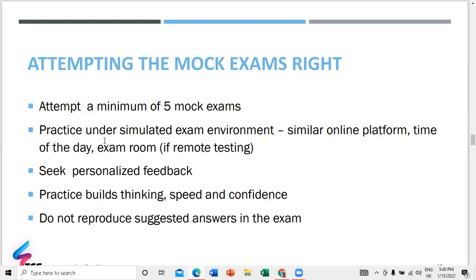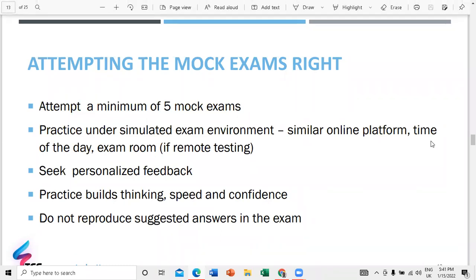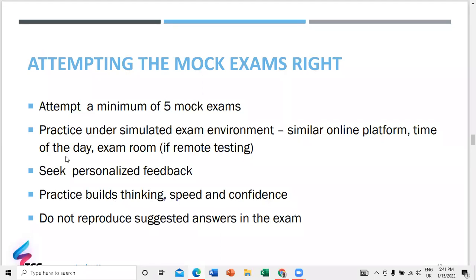And when practicing these mocks, you have to be really serious. You have to practice under a simulated exam environment. It's better if you can use our mock exam platform, which is similar to the online platform used by SEMA, so that it helps you to get accustomed to the nitty-gritties or the technical aspects of the exam platform. And you need to be considerate about the time of the day when you are attempting your mock exams.